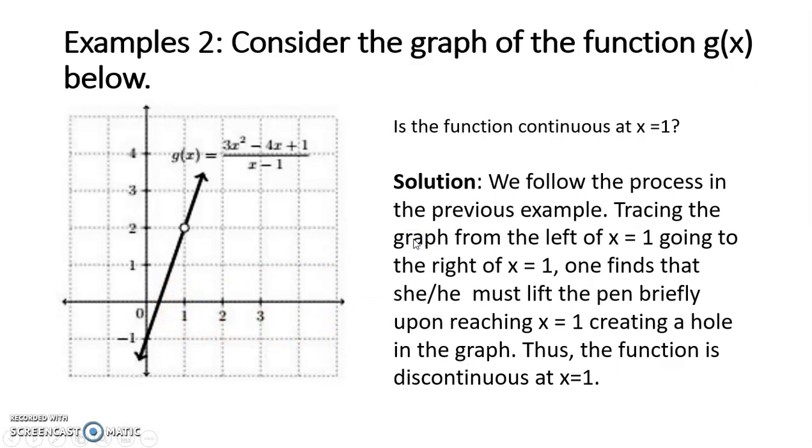Solution. We followed the process in the previous example. Tracing the graph from the left of x equals 1, going to the right of x equals 1, one finds that she or he must lift the pen briefly upon reaching x equals 1, creating a hole in the graph. Thus, the function is discontinuous at x equals 1.